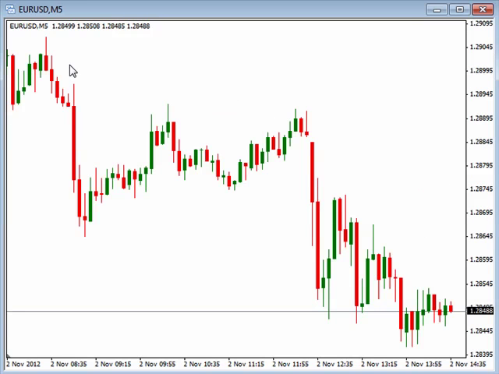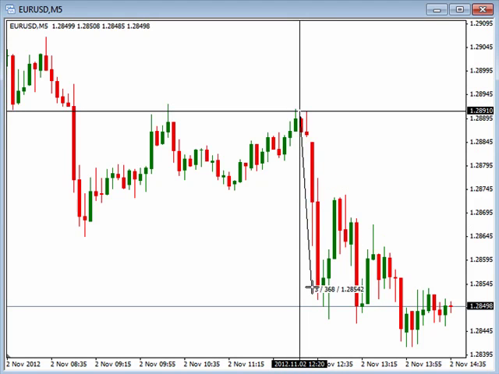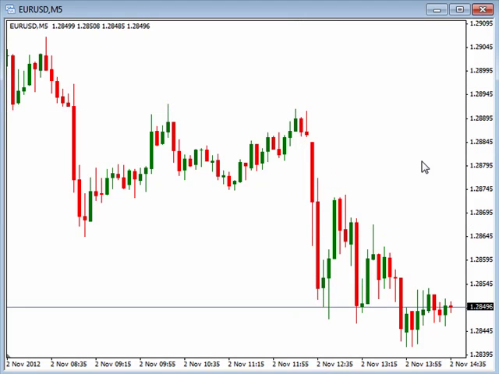If we look at the EUR/USD, same type of thing. Our initial move down was about 40 pips in about 10 minutes, which is not a huge movement, but enough to take advantage of some trades.